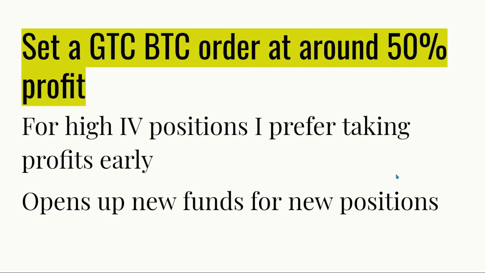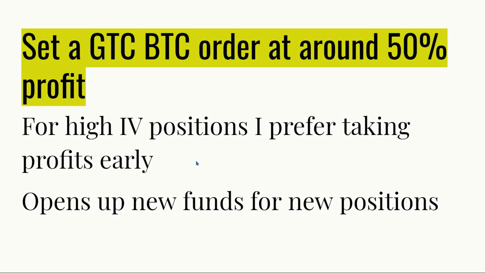Next, I like to get out of trades with profits because you always get rich collecting profits, and don't get too greedy waiting until it gets near expiration. So here you can set a good till canceled buy to close order and do that at around 50% profit. So if you're starting a position that earns you $50, you can do a buy to close good till canceled order at 0.25. That would end up being a $25 buying back. If you go from 50 to 25, you made a 50% profit.